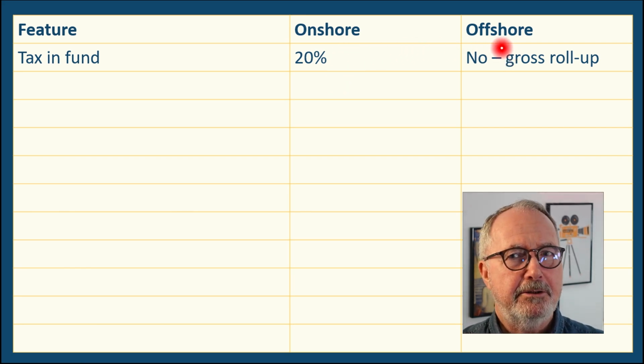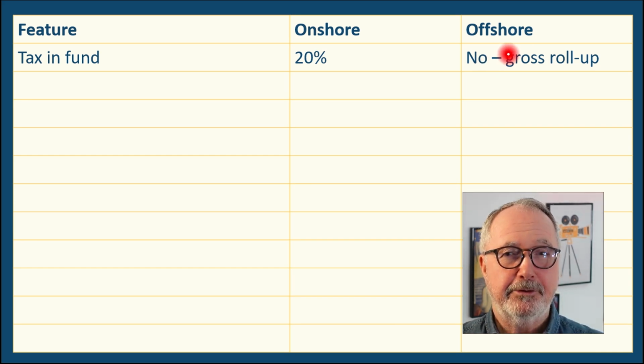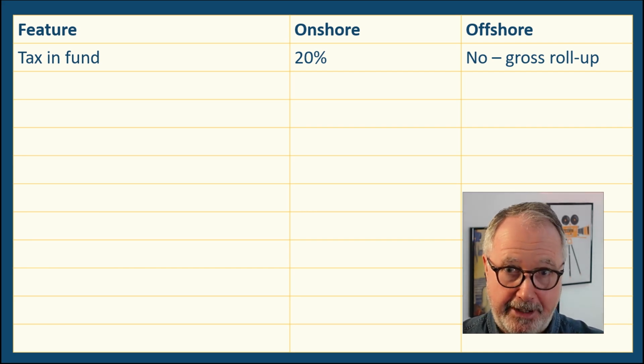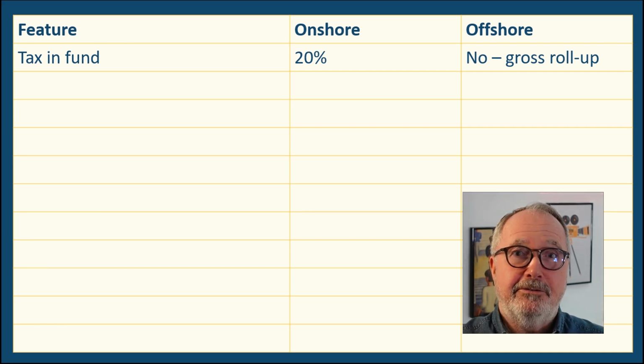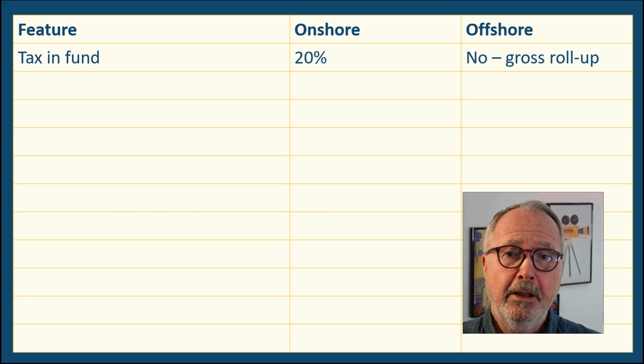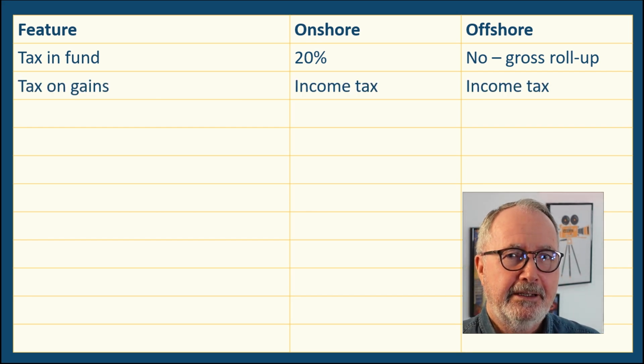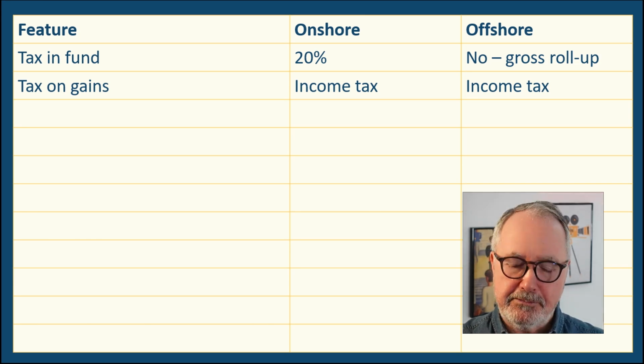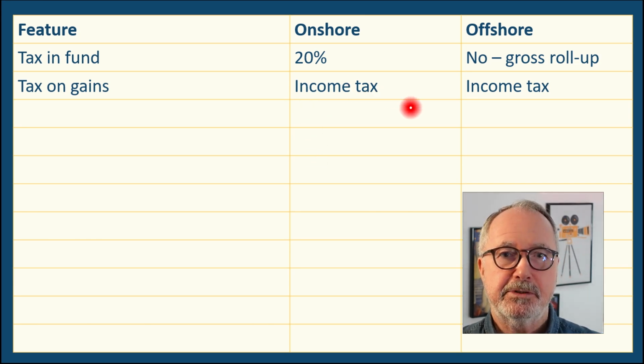With offshore, there's no deduction of tax on the roll-up of the fund. It's gross roll-up. You don't get it off. It's not tax-free, but there's nothing taken off of the fund itself up front, so it grows quicker, which has its advantages, of course. Tax on gains, chargeable gains. Obviously, there's income tax, which we talked about, and the same for offshore. So there's no advantage there.